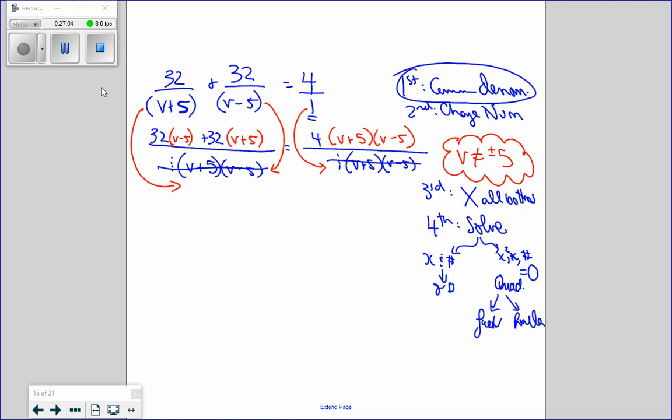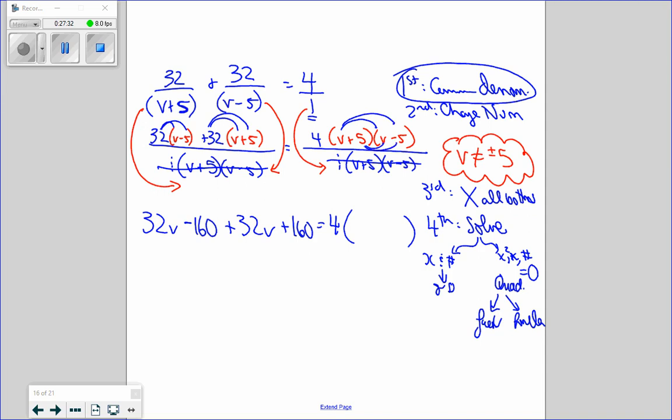Okay? So 32 times V, 32 times negative 5, 160, yeah. 32 times V, 32 times 5. Okay, when you're doing this, I would do it in 2 steps. Do the V plus 5 times V minus 5 first. So do that FOIL first. So V squared plus 5V minus 5V minus 25.